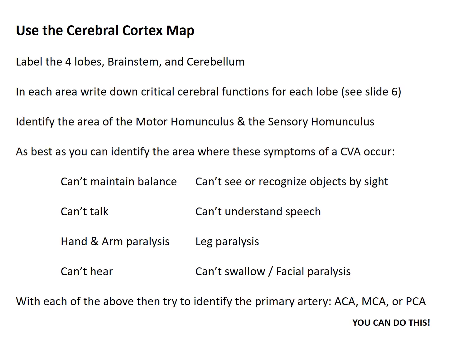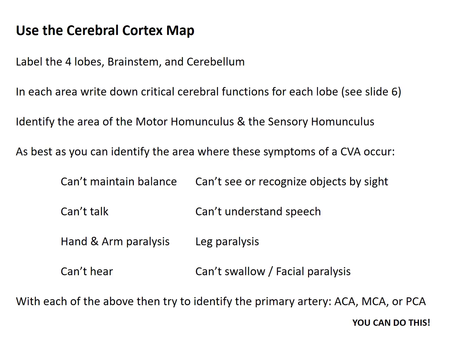Understanding where some of those critical things are coming from, and then you can start thinking about neurologic signs and symptoms and where that's coming from. So you've labeled the lobes, the brainstem, the cerebellum. You've written down critical functions for each. You've identified where the motor homunculus is and where the sensory homunculus is. The motor cortex is in the frontal lobe. The sensory cortex is in the parietal lobe. And now let's take these individuals and see if you can pinpoint on the brain where the stroke is occurring.